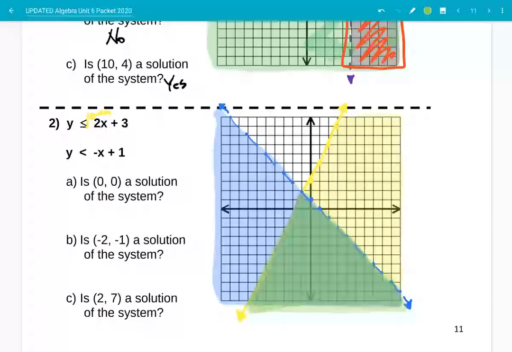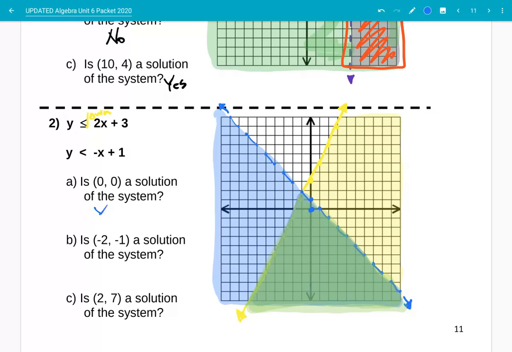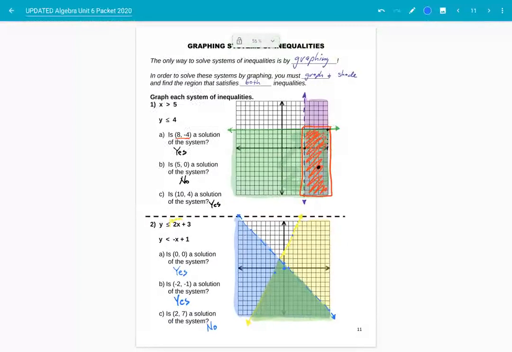Okay, so let's answer these questions. Is 0, 0 a solution to the system? 0, 0 is right there, so yes, it is in the green region. It's in the double shaded. How about minus 2, minus 1? Minus 2, minus 1. Right there, that's on the solid line, so yes, that's still in the region. How about 2, 7? 1, 2, 3, 4, 5, 6, 7. That's up here. Nope, that's not in the green region. All right, let's go on to the last page and see what we got here.